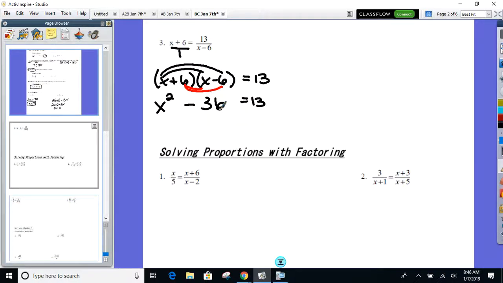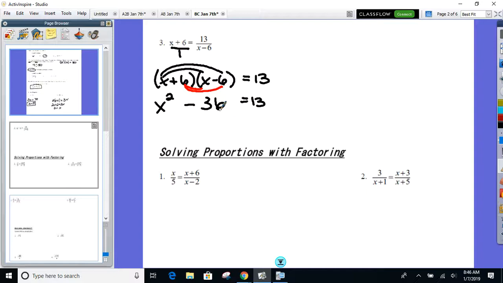All right, where do I go from here now? Got to solve for x. Go ahead, Orion. Okay, so you want to move the 13 over and get it equal to 0. Okay, anybody else want to do something different? Because that's one way. Paige? I could move the 36 over.